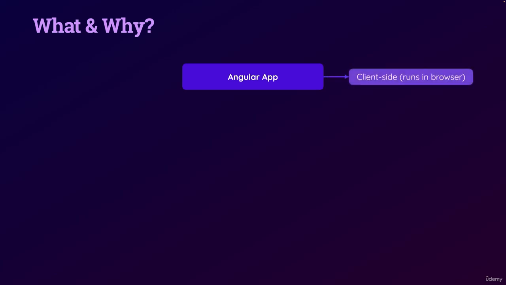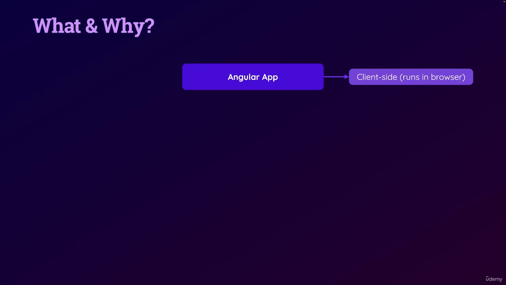So, what is Angular Universal and why does it matter? Well, if you build an Angular app, a standard Angular app, as we did it many times in this course, you get a client-side app because Angular is a client-side JavaScript framework, which simply means that the code you write in the end runs in the browser.